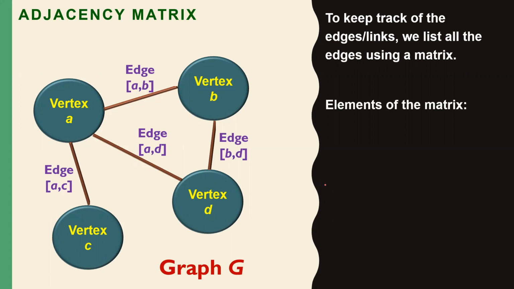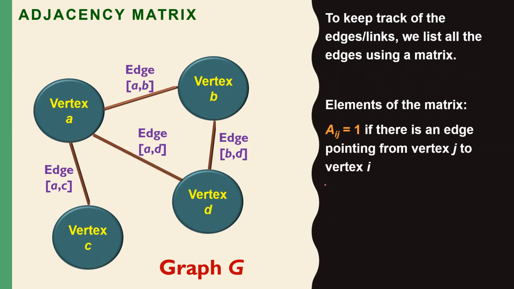So we'll just need to make a rectangular arrangement of numbers. Essentially, I will put a 1 on the entry in the matrix, say in the ith row and the jth column, if there is an edge pointing from vertex j to vertex i. And I will put a 0 if that's not the case, right?